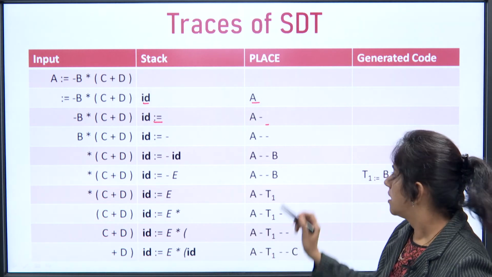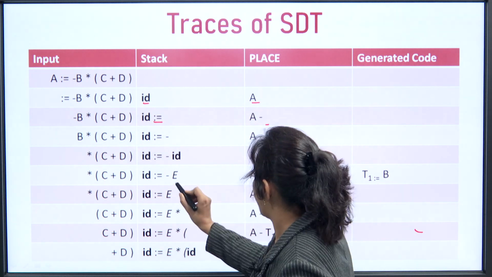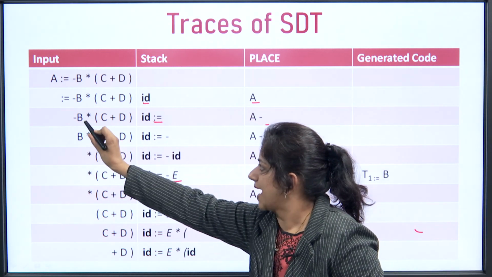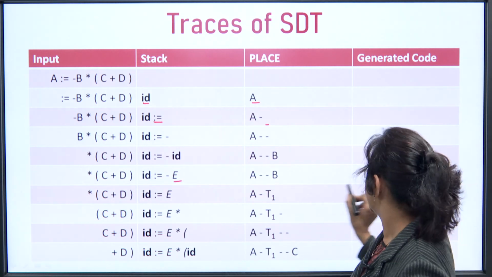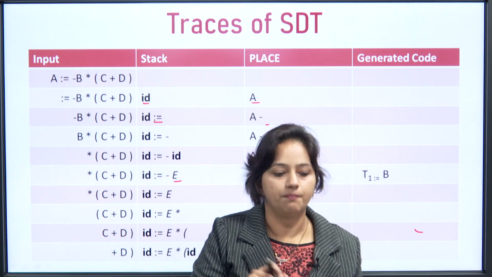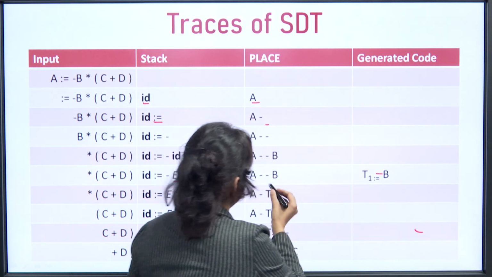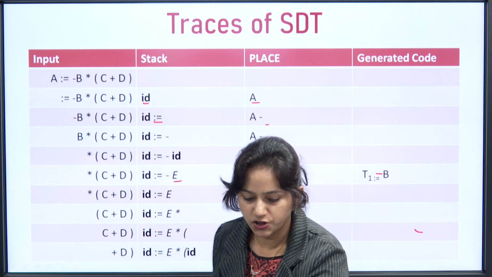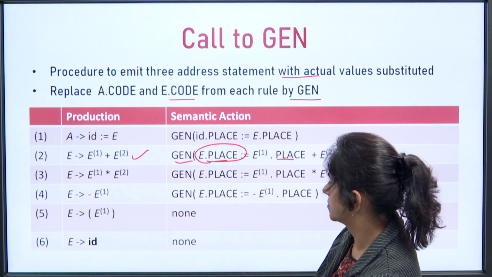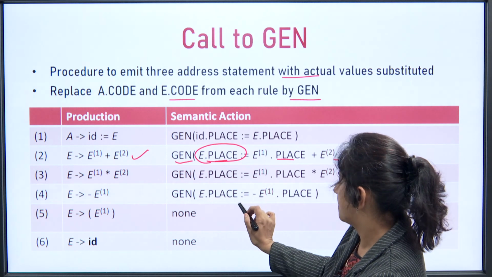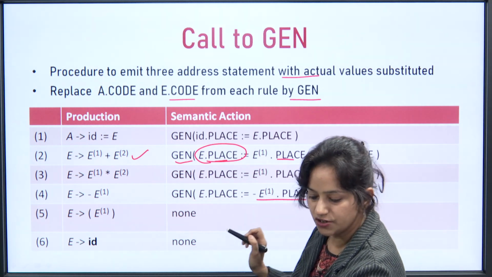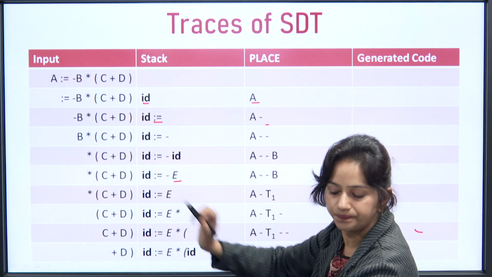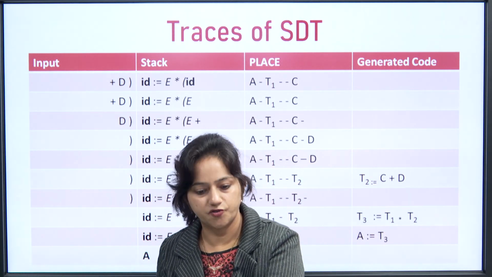Similarly, we can obtain all the traces. Now look here: suppose we have E, and E corresponds to B, and here this B is negated. So this is minus B, and the result of minus B will be stored in one temporary variable, that is T1. This is the code generated based on this rule. E.place is a temporary variable that will hold minus of B. Similarly, we can obtain all traces over here.